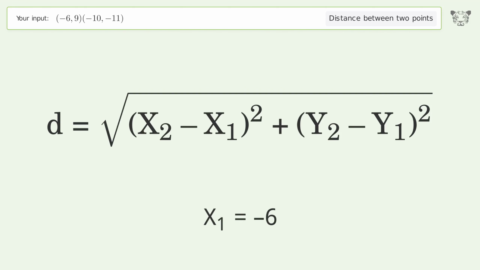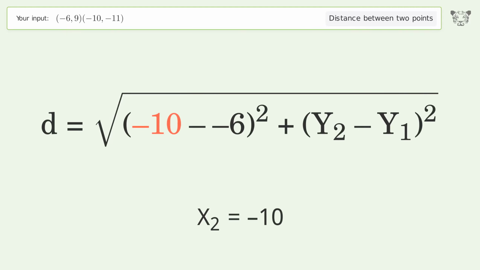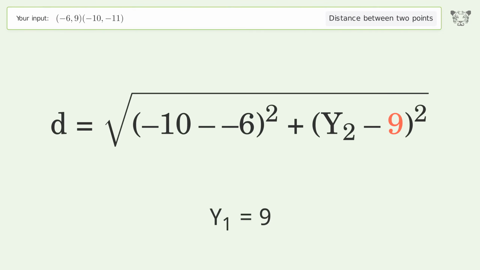x1 equals -6. x2 equals -10. y1 equals 9. y2 equals -11.